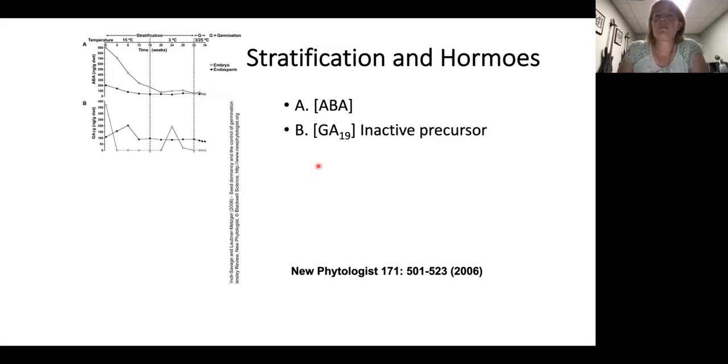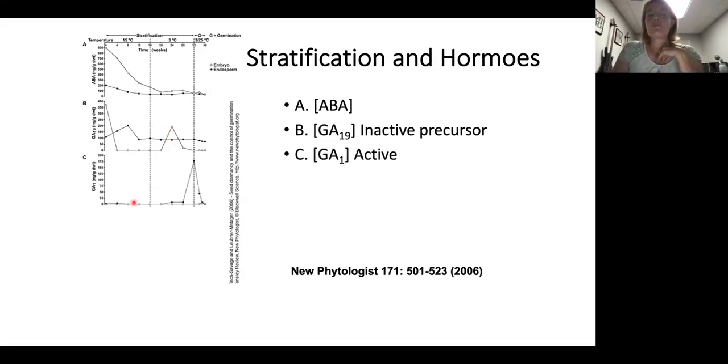At the same time, we have all this weirdness going on with gibberellic acid. And gibberellic acid is kind of a fun hormone because, I'm trying to think, there's at least 25 different gibberellic acids, and most of them don't do anything. Most of them are inactive. So here we're looking, so we have this inactive precursor, and in the middle of the stratification period, this inactive precursor kind of spikes.